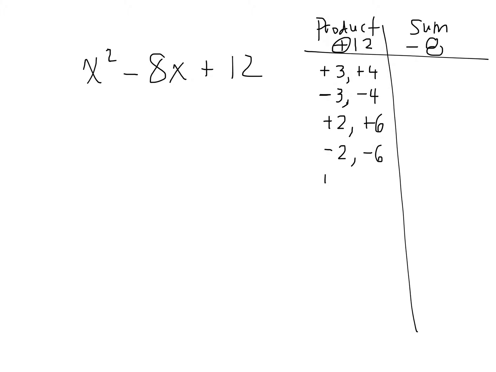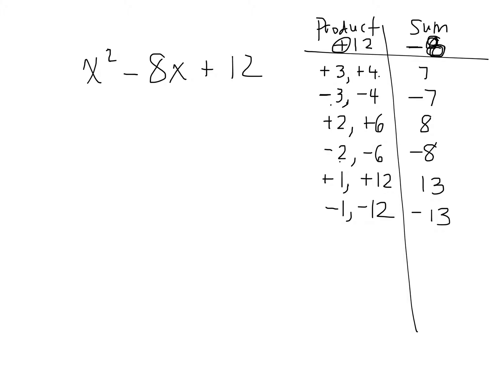Yep. What about positive 1 and positive 12? Does that multiply to give you 12? Yeah. What about negative 1 and negative 12? Okay, add them up. What's 3 plus 4? What's negative 3 plus negative 4? Negative 7. What's 2 plus 6? What's negative 2 plus negative 6? 1 plus 12. Negative 1 plus negative 12. Which one of these products adds up to negative 8? Negative 2, negative 6.